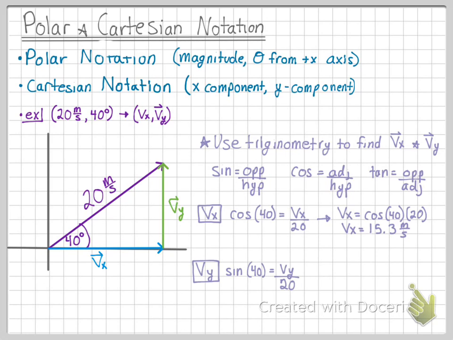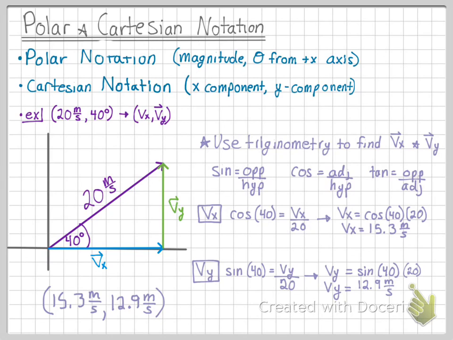Next, we can calculate the velocity in the y direction. We're going to look at our angle 40 again, and we're going to say sine of 40 equals the opposite, v of y, over 20, the hypotenuse. And when we plug and chug, we find that the velocity in the y direction equals 12.9 meters per second. So we went from polar notation, which was 20 meters per second, 40 degrees, to what is now Cartesian notation, which is 15.3 meters per second, 12.9 meters per second.